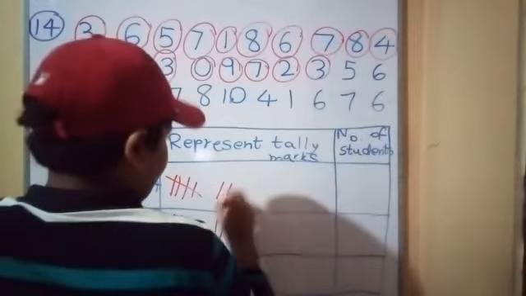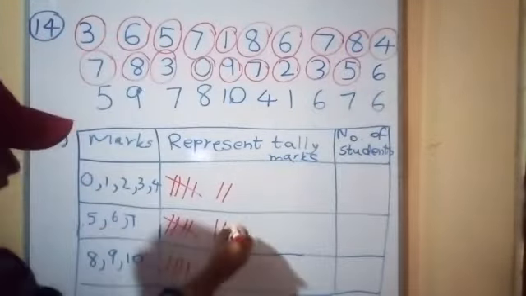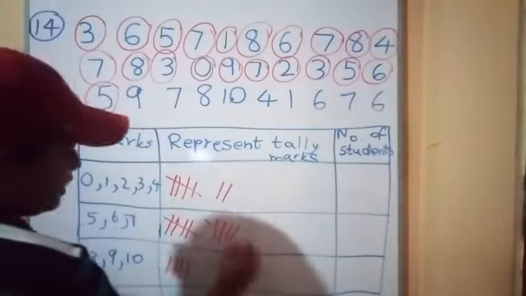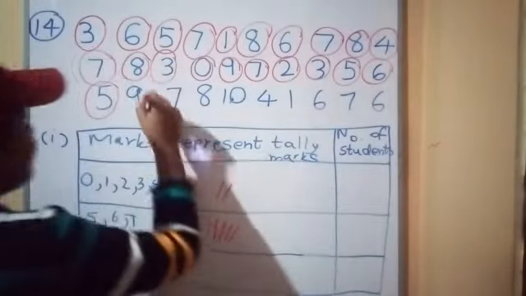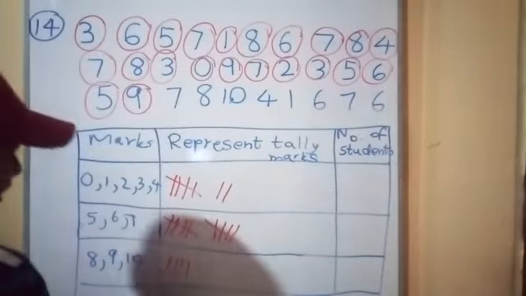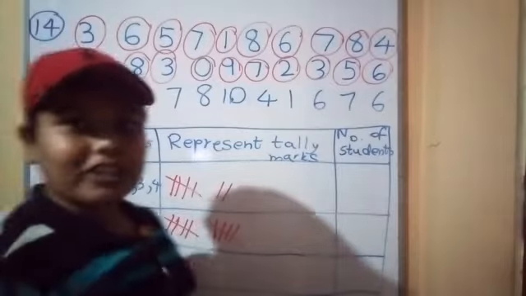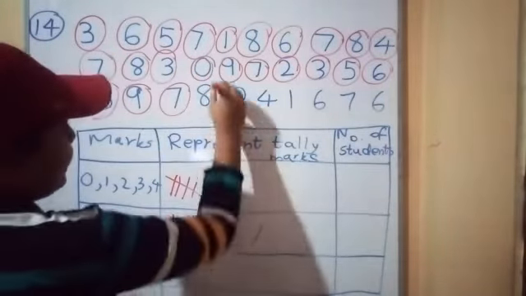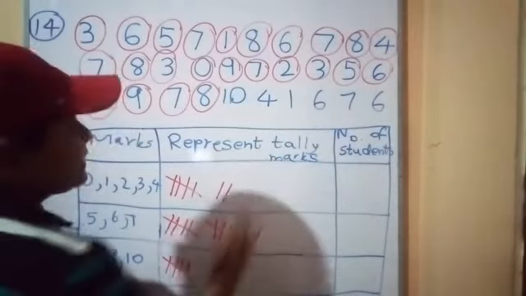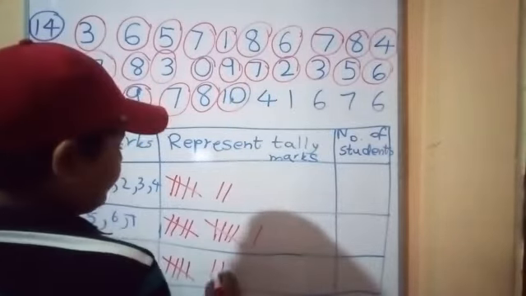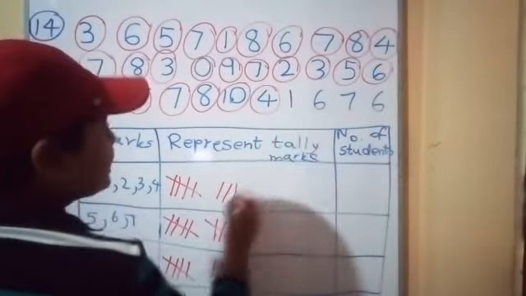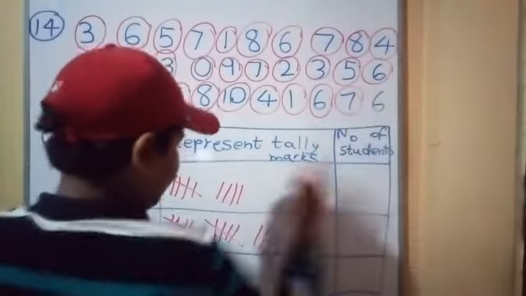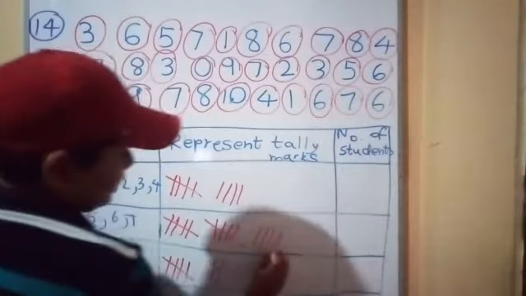3. 5 there. 6 also there. 5 again, tally mark, a set that makes. 9 again. Now the tally set is complete. 7 again there. 8 again, a tally set. 10. Okay, 4 in there. 1 in there. 6, 7 there. 6 there.